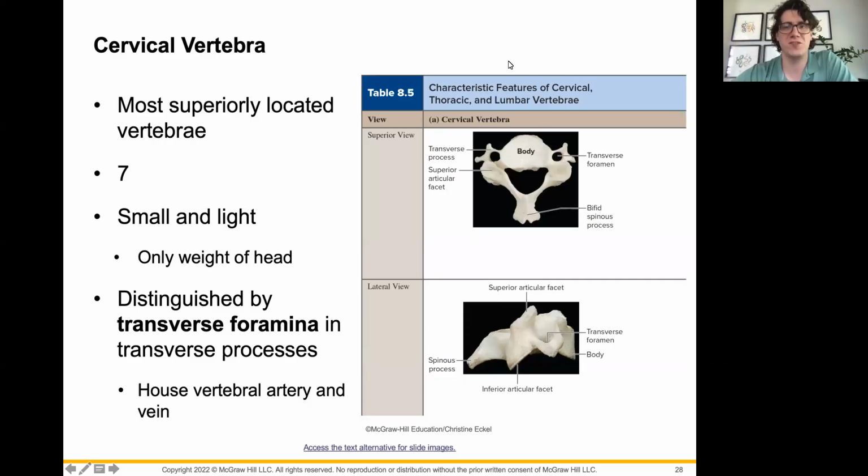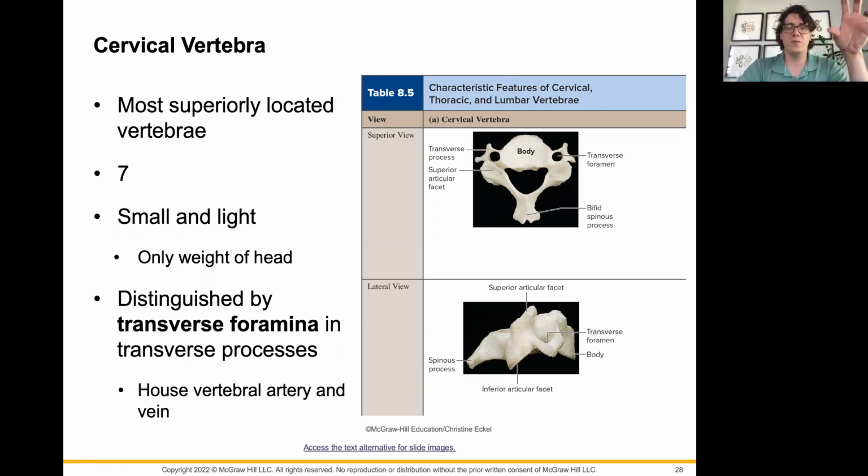Hi, everybody. So in this video for chapter 8, we are going to talk about how we're going to differentiate the different types of vertebrae. Now, remember that we have cervical, thoracic, lumbar, and then finally sacral and coccygeal vertebrae. Now, cervical vertebrae, we have 7 of these. So cervical, remember, is that neck region. So these are the 7 vertebrae of the neck.